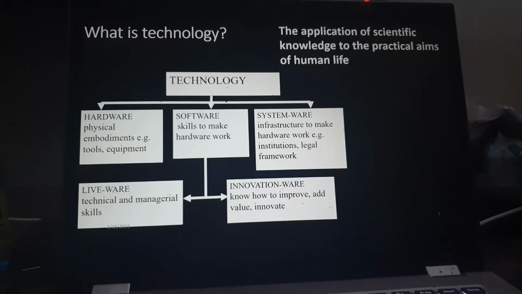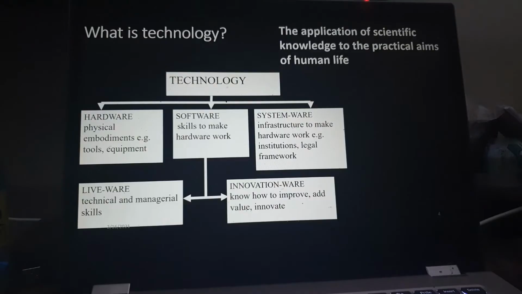They are split into 2. The lifeware, that means the technical and management skills. And the innovationware, that means the know-how to improve, add value, or innovate. And finally, we have the systemware component of technology, which is the infrastructure to make hardware work, like the institutions, the legal framework, etc., etc.